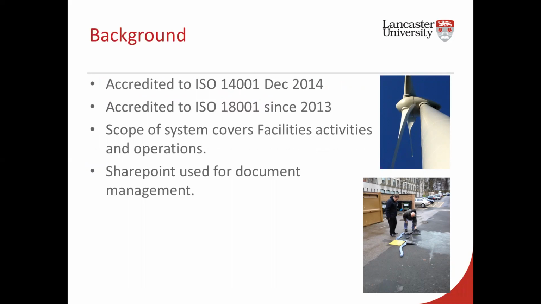The Lancaster University facilities were accredited to ISO 14001 in December 2014, and we were accredited to 18001 health and safety management systems the year prior to that. The scope of the management systems covers facilities, activities and operations, so it's not the whole university. It covers the different departments of facilities, which range from security to the sports centre, to our cleaning activities, energy management, our preschool, and tenants' activities.